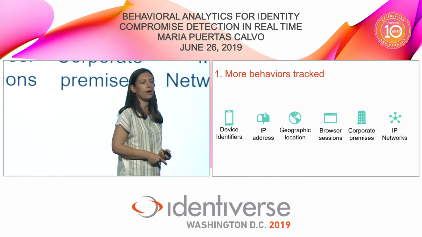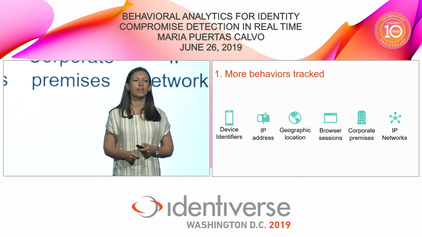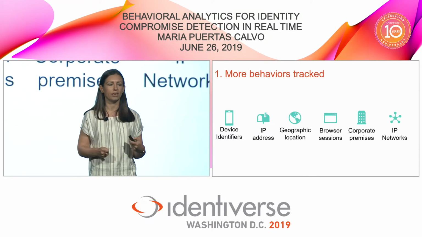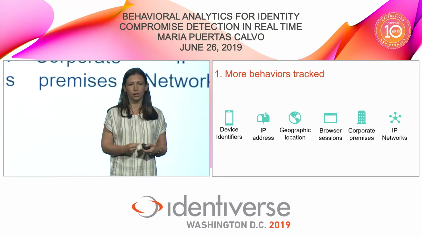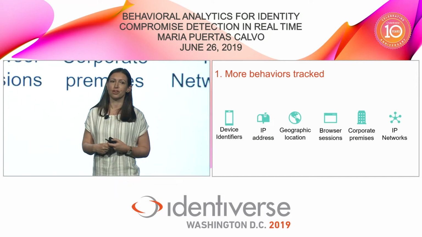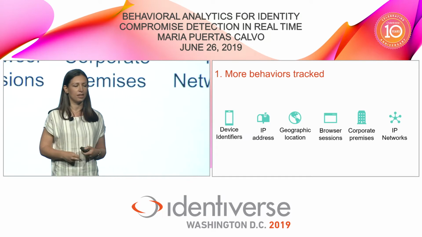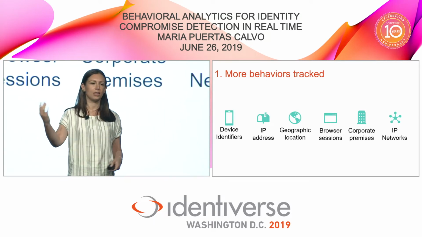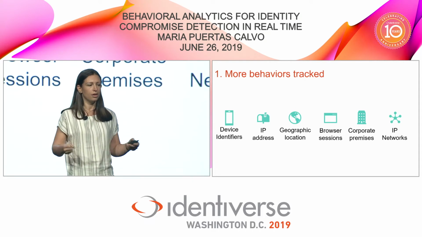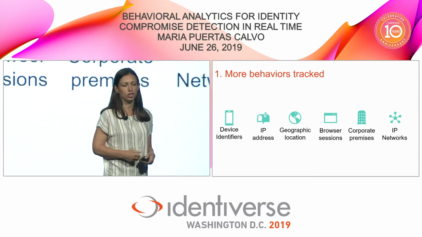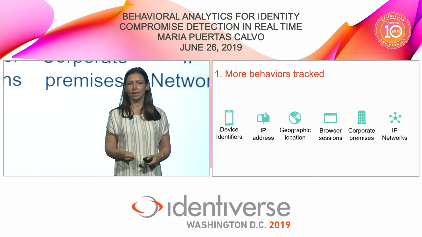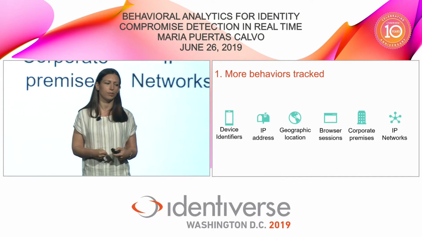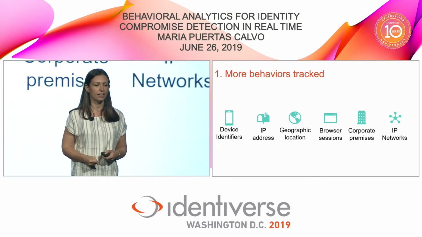So let's start with more behaviors. What are the things that we're looking at to compare with the activity you had in the past? One is device identifiers. They're not easy to get. Not every single authentication will give you one. We have authentications that are native apps, web, legacy authentication, email protocols, you name it. So not all of the features that we track are present in every sign-in, but we get as much as we can to make our algorithm the most accurate.